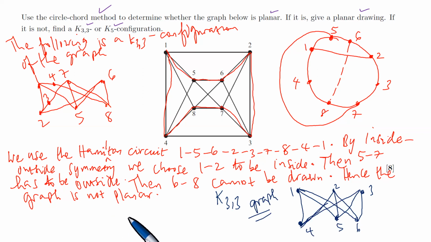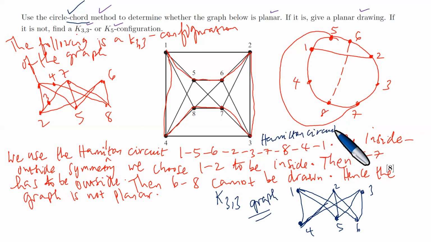Now, I also want to mention there are certain things we call chords, because this is called the circle chord method. This is called the circle chord method. So you choose a circuit, a Hamilton circuit like we saw, then you pick a chord to draw. How do you pick a chord? Like, you chose this Hamilton circuit. We chose this one.